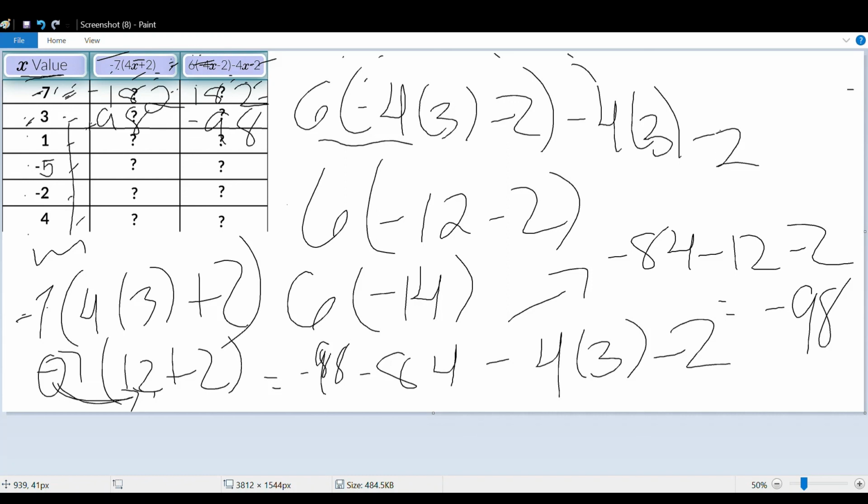And we did the same with -7, and we get the exact same answer, 182, for both equations. Therefore, we can conclude that both of these equations, this one and this one, are equivalent equations. And that is what we're supposed to determine: whether they're equivalent, or what type of equation they are. And they are equivalent equations.